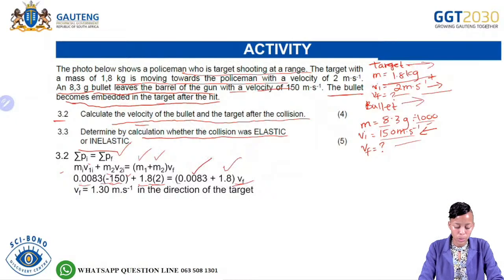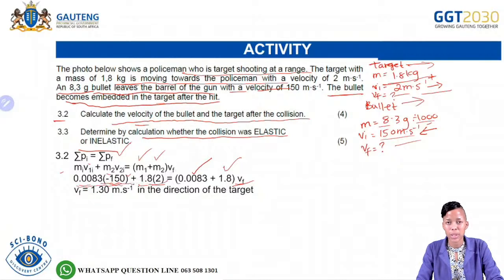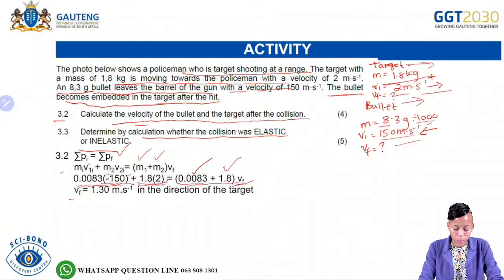Okay, so from there, to get your answer, you would multiply whatever you have on the left hand side. You would also multiply the 1,8 by 2. Then you would add this part with the 1,8 times 2 there. From there you multiply this part here, and whatever answer you get, you divide by it on both sides, and that would give you your final velocity.